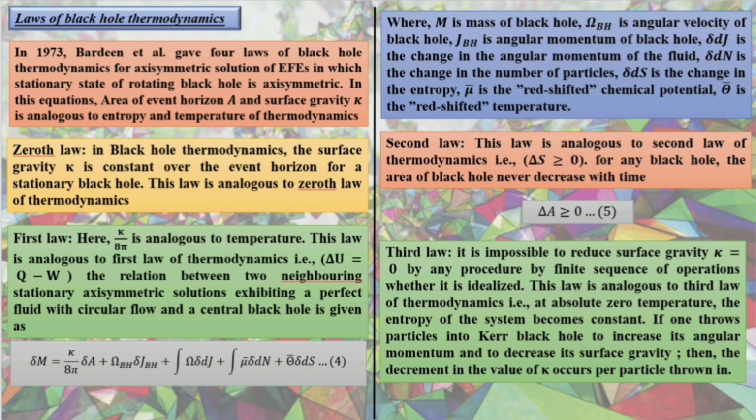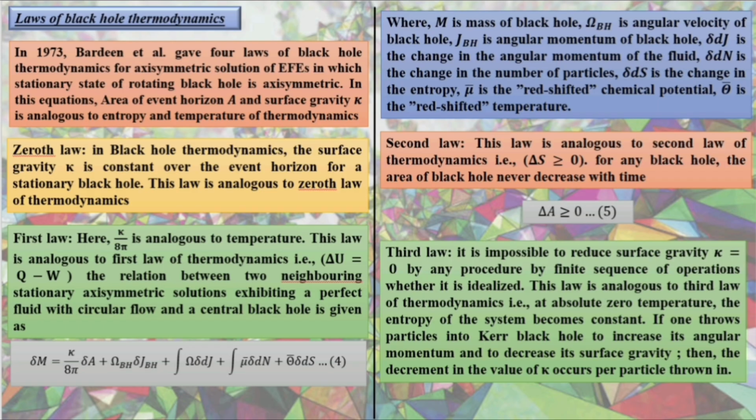The relation between two neighboring stationary axisymmetric solutions exhibiting a perfect fluid with circular flow and a central black hole is given as delta M is equal to K over 8 pi delta A plus omega_BH delta J_BH plus integral omega delta dJ plus integral bar mu delta dN plus integral bar theta delta dS. Here M is the mass of the black hole, omega_BH is the angular velocity of the black hole, J_BH is the angular momentum of the black hole, delta dJ is the change in angular momentum of the fluid, delta dN is the change in the number of particles, delta dS is the change in the entropy, and bar mu is the redshifted chemical potential. Bar theta is the redshifted temperature.